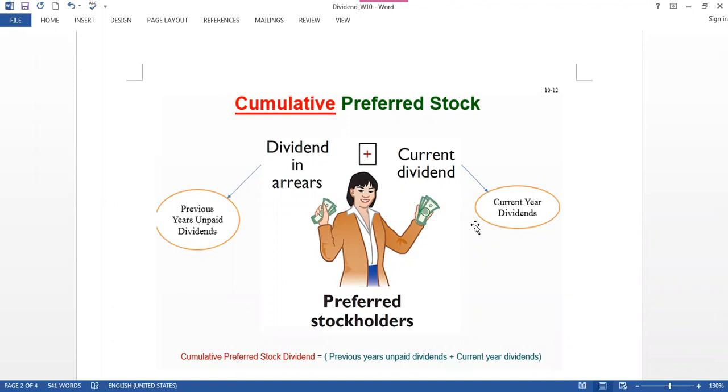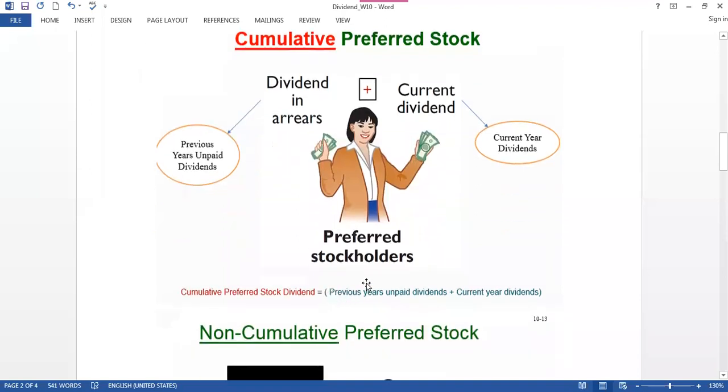Okay, cumulative, that means money is going to add. First, previous year unpaid, then current year dividend. So this is the formula, you can see that. Cumulative preferred stock dividend equals the first amount, called previous year unpaid, plus current year dividend.